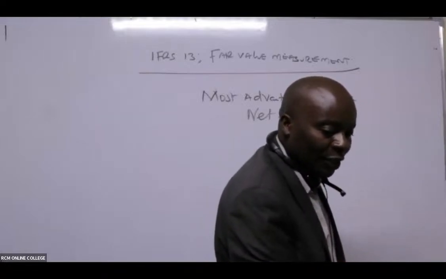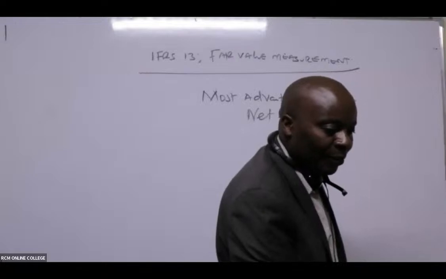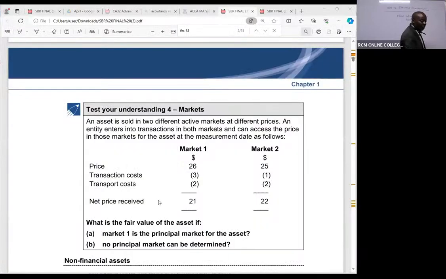Like in our case here, if you look at the net selling price, 21, 22. So market 2 is the most advantageous market because 22 is higher. And therefore, if market 2 is what we are looking at, then when it comes to fair valuation, I will always ignore transaction costs.